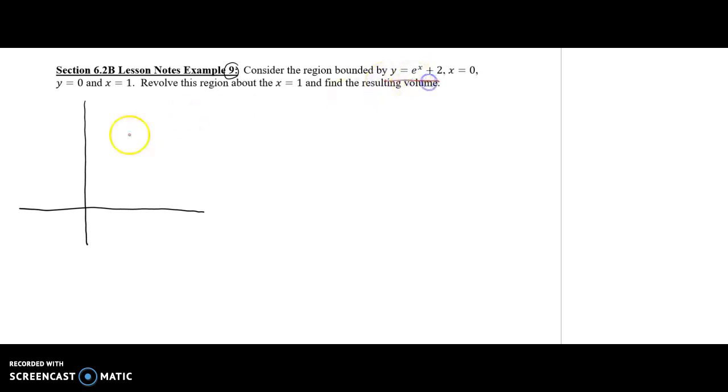So we have e to the x plus 2, which is going to look somewhat like this. We have x equals 0, or y equals 0 here, x equals 0 here, and then also x equals 1. I'm going to put it right over here. So again, this is the value 1 for the x-axis. This happens to be the value 3 on the y-axis.